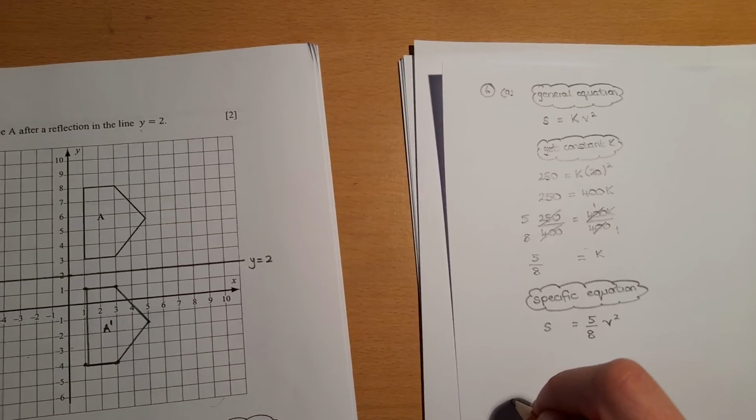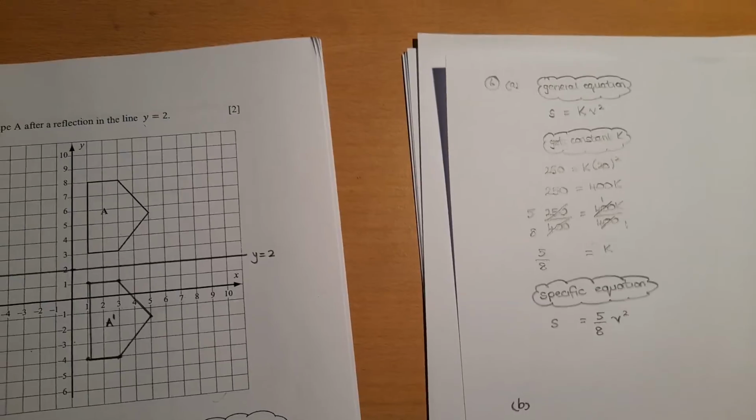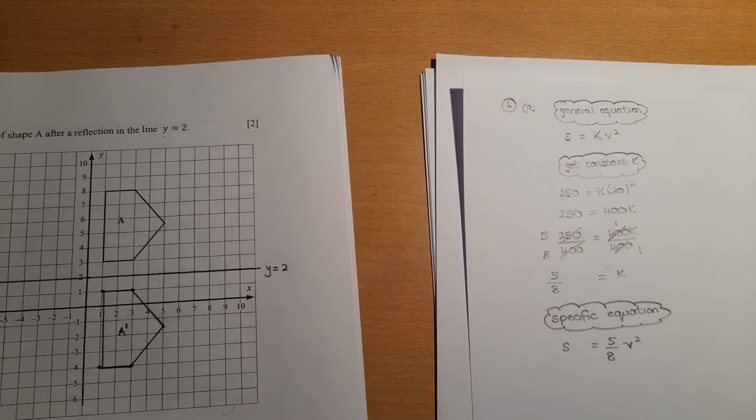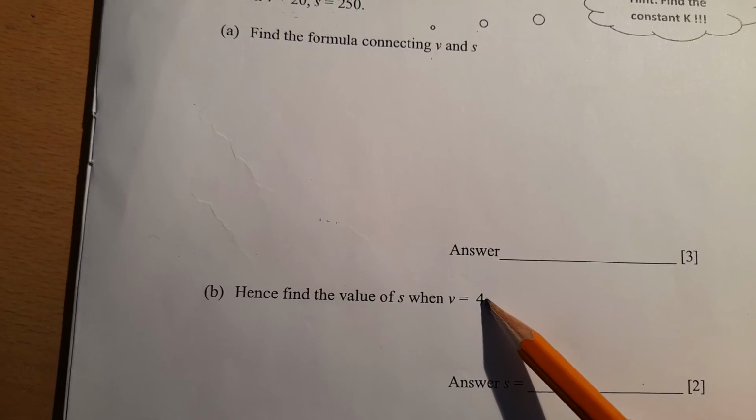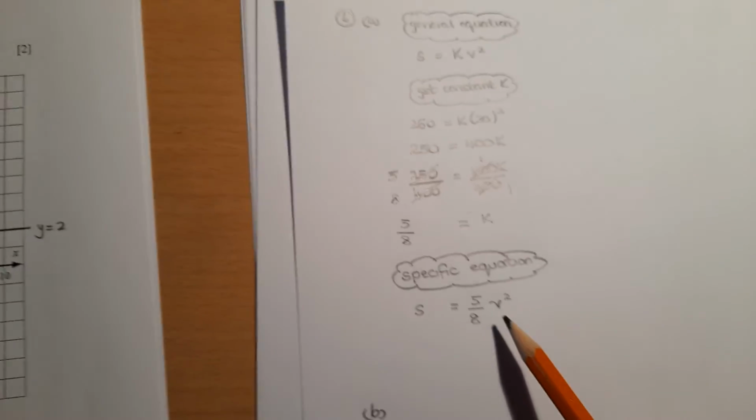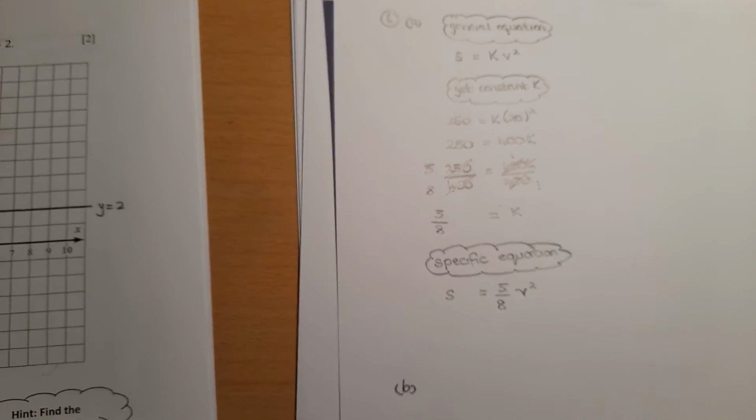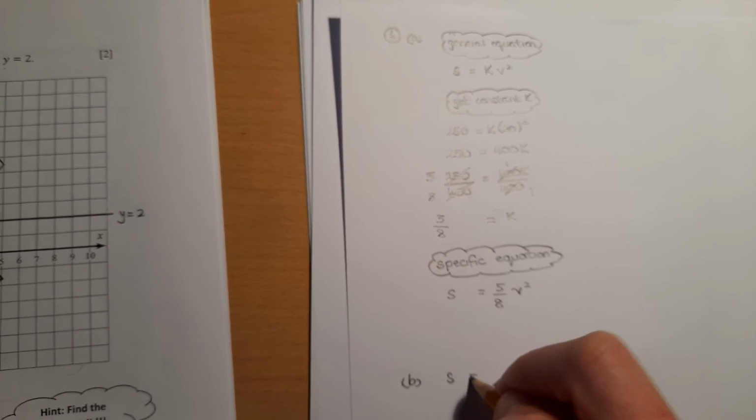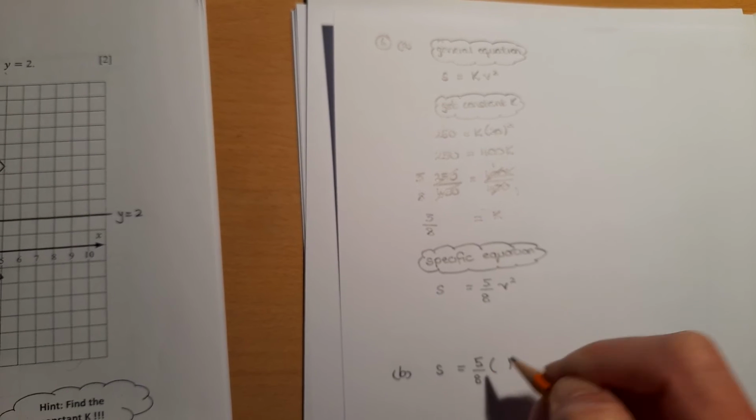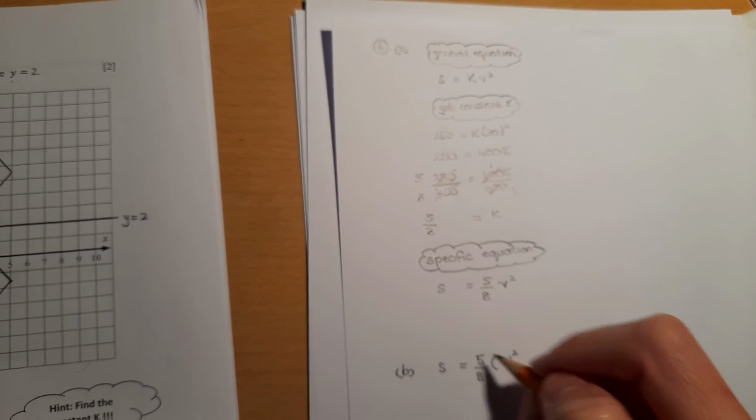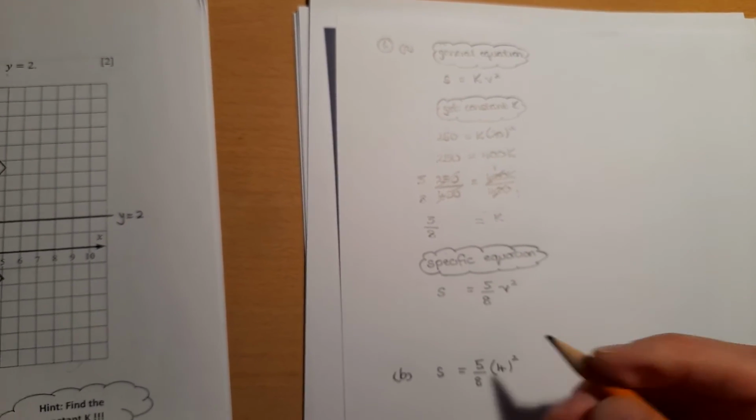Part B then says, hence find the value of S when V is 4. So we go to the specific equation and we just replace V with 4. So we're going to get S equals 5/8, and then we're subbing in a number that has a coefficient and a power, so we put that number in brackets, which is 4.